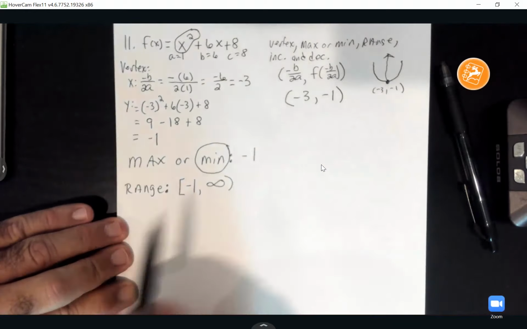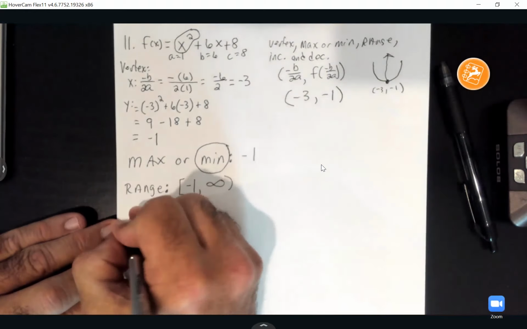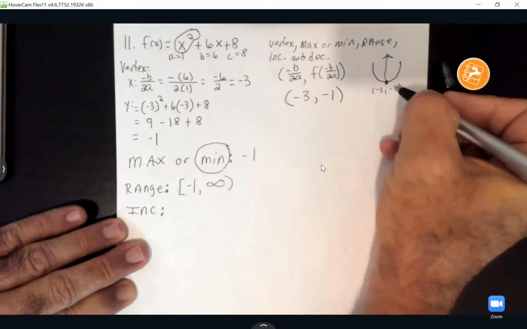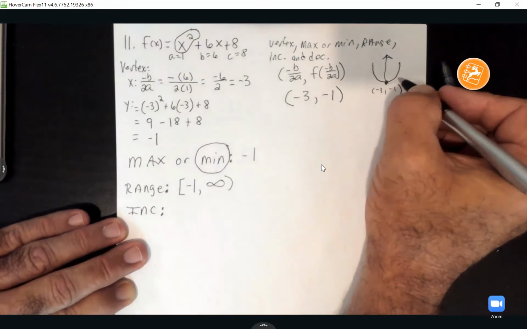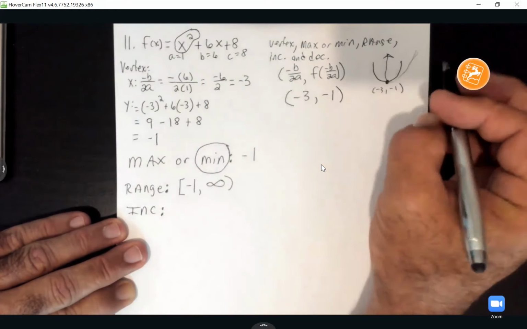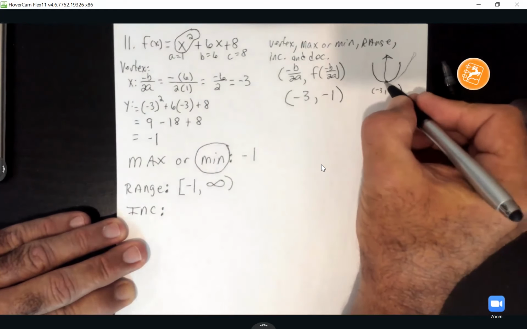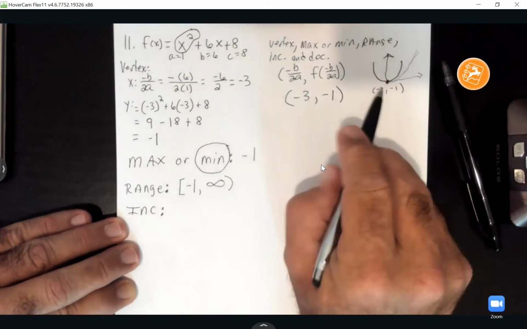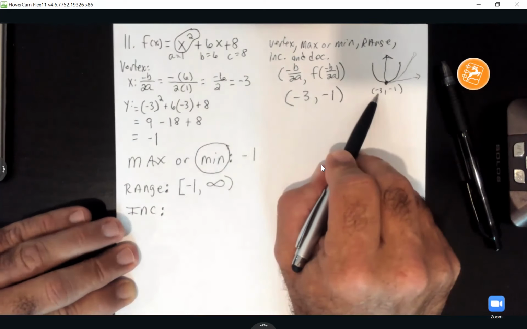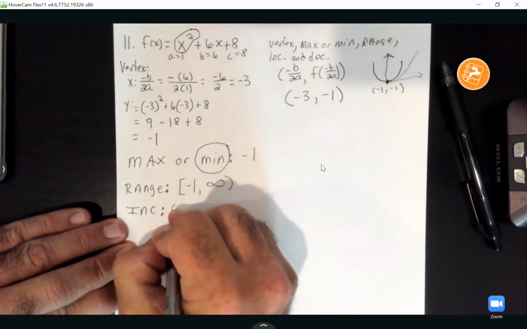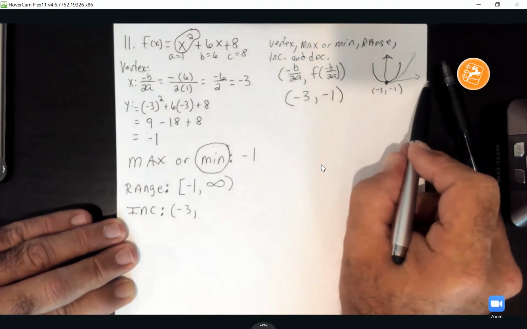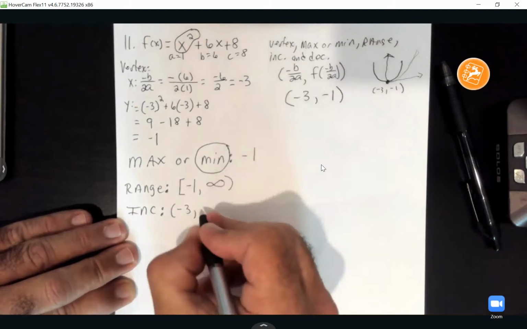All righty, then they want to know increasing and decreasing. Increasing for me is the right side of this graph where it's going uphill. But remember, I have to look at the x value, and this is going uphill as I head to the right. So the x value it starts at is negative 3. It's going to go from negative 3 as I head right towards positive infinity.